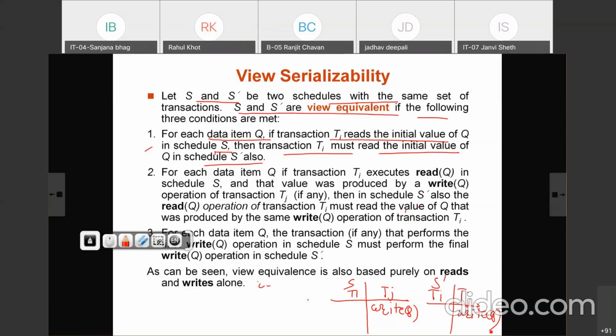Because that value is stored in the database. So in S, if Tj performs the final write Q, then in S dash also Tj performs the final write Q. So if these three conditions are satisfied, then we say that S and S dash are view serializable. So we'll see an example here.